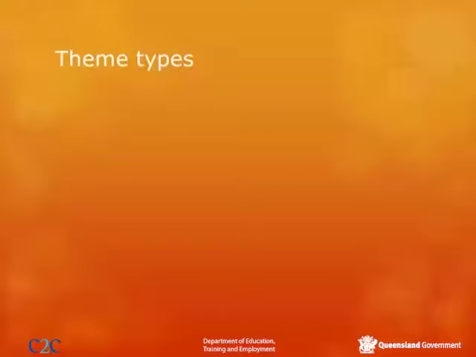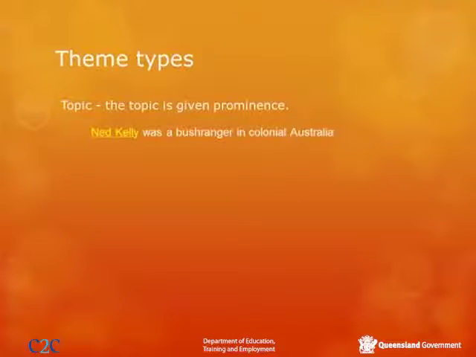Different types of theme are used for different purposes. Sometimes an important topic is in theme position. In this example, Ned Kelly is the topic that is given focus at the start of the sentence. Think also about topic sentences that usually sit in theme position at the start of paragraphs. They also focus the reader on the main point of the paragraph.